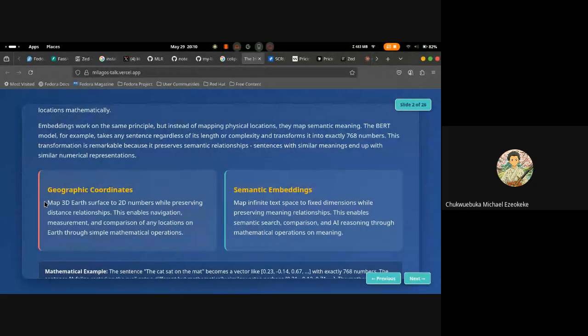So an example of an embedding model is the bi-directional model. What it does is that it takes any sentence, regardless of its length or complexity, and then puts it into a fixed set of numbers. Now this set of numbers is the embedding. So this transformation helps to preserve semantic relationships between sentences with similar meanings.